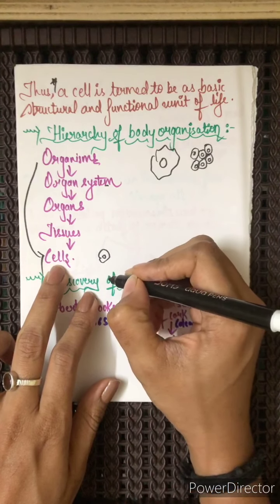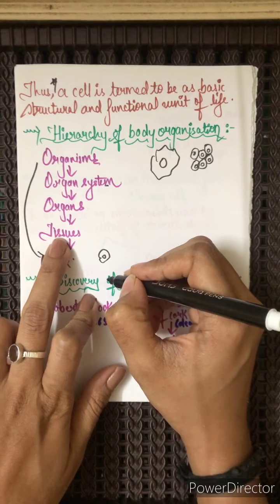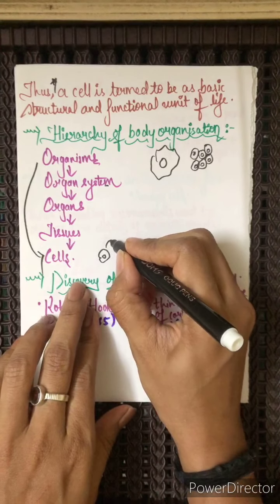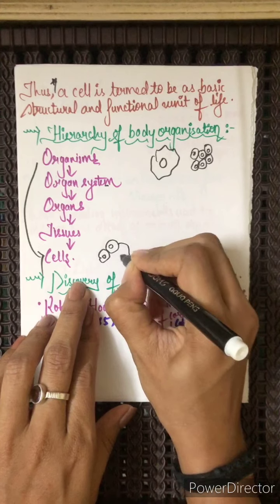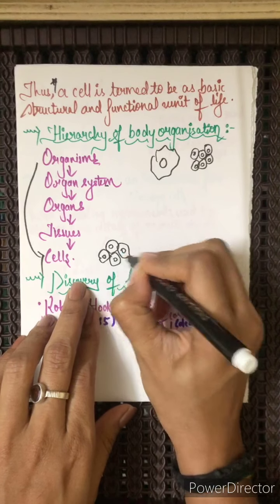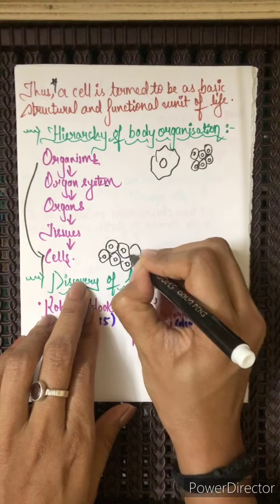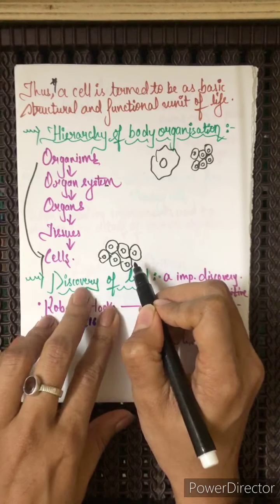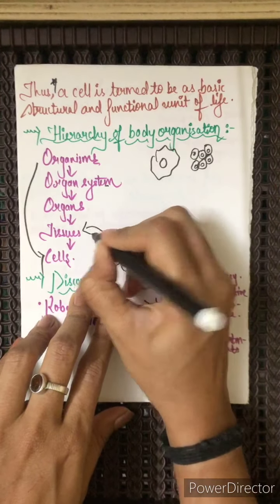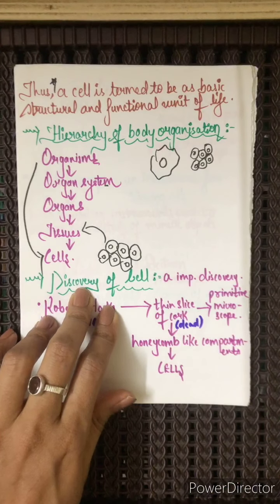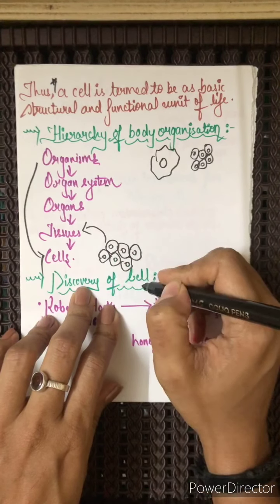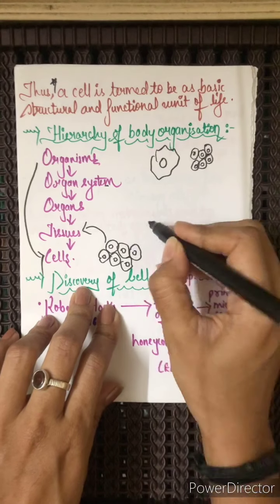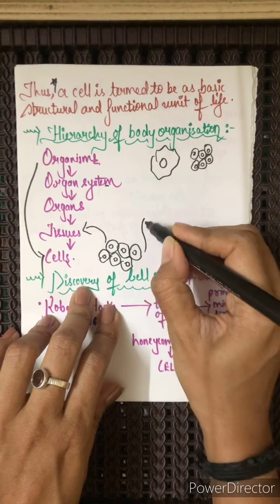Suppose this is one cell. Then what is a tissue? A group of cells which are similar in structure and perform a given function is termed a tissue. So this is suppose one tissue. There is also another tissue.